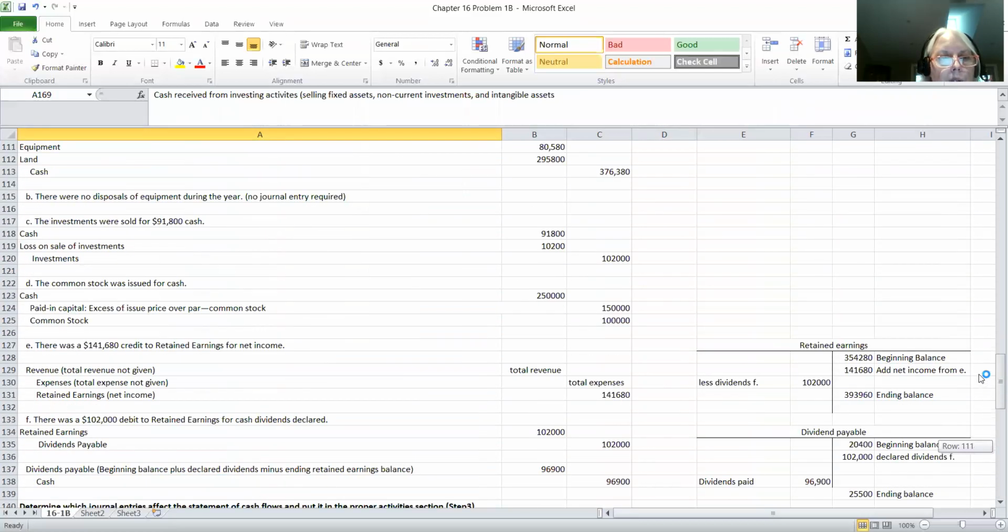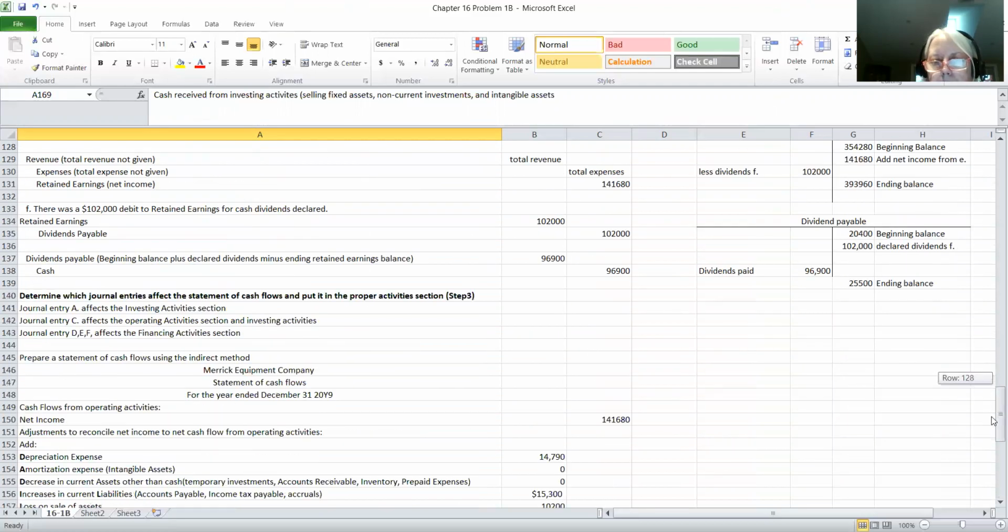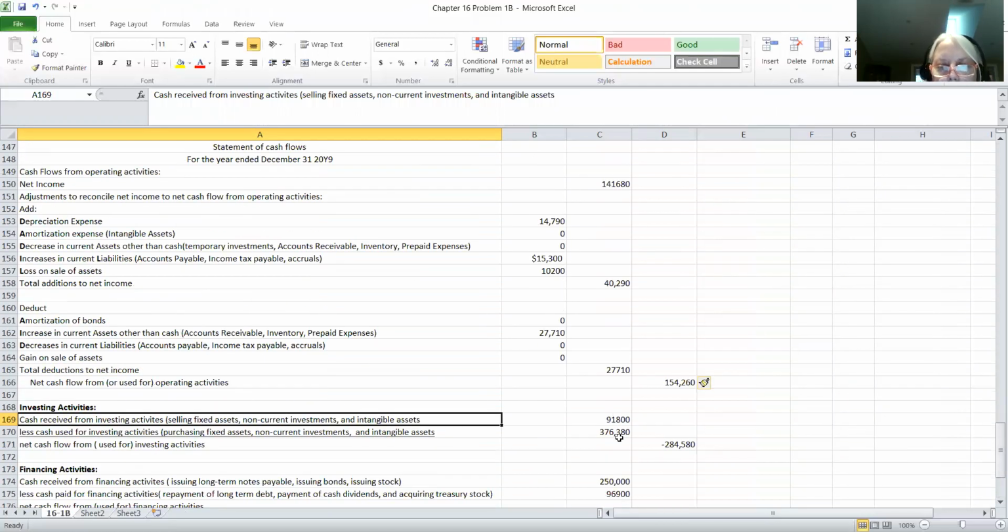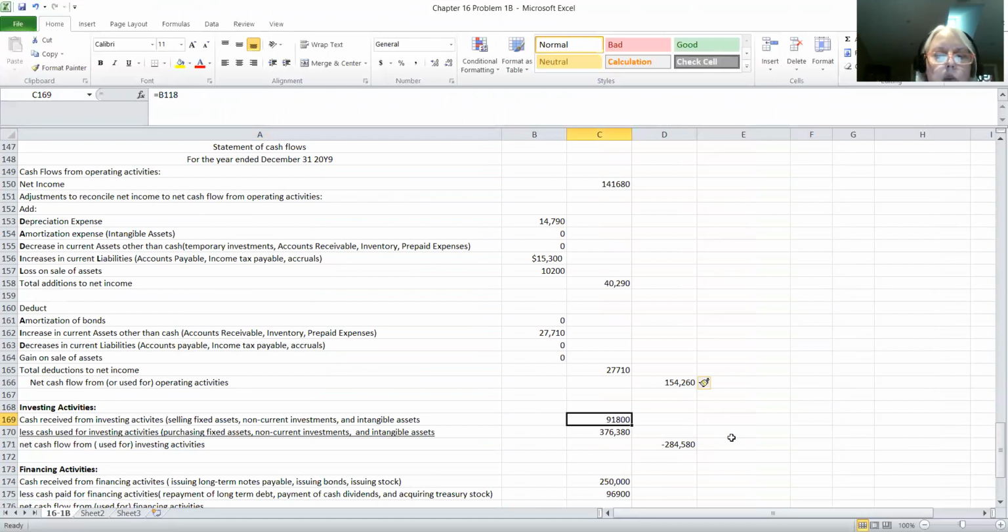And I know that we sold some of our investments from transaction C. The amount that we sold was $91,800. So that's where I'm getting the amount of $91,800.